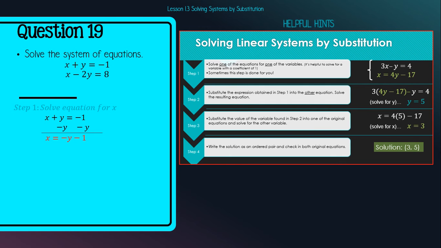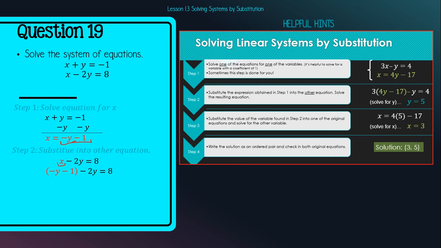Now that I have that, step 2 is to substitute into the other equation. So I take this expression that I just found, my x equals -y minus 1, and I'm going to pick this all up, and I'm going to drop it into where the x is in my second equation. So it's going to end up looking like this: -y minus 1, and then minus 2y equals 8. That's the substituting part of the problem.